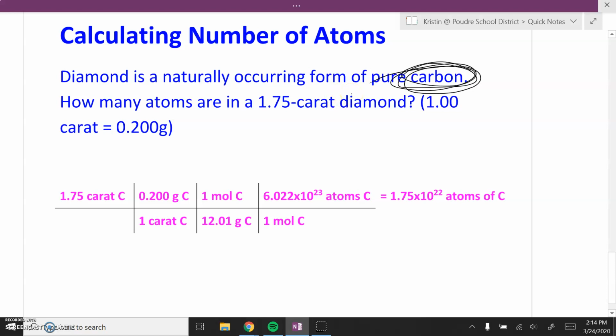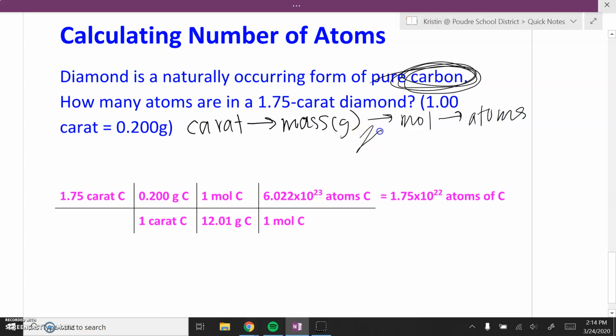So just looking at this real quick, we're going to have to go from carats to mass. So that's kind of mass to mass, but we're going from mass in carats to mass in grams. Then we can go to moles, and then we can go to atoms. So we'll use molar mass here, we'll use Avogadro's number here, and then for the carat to mass step, we can use the conversion factor that's provided by the question.